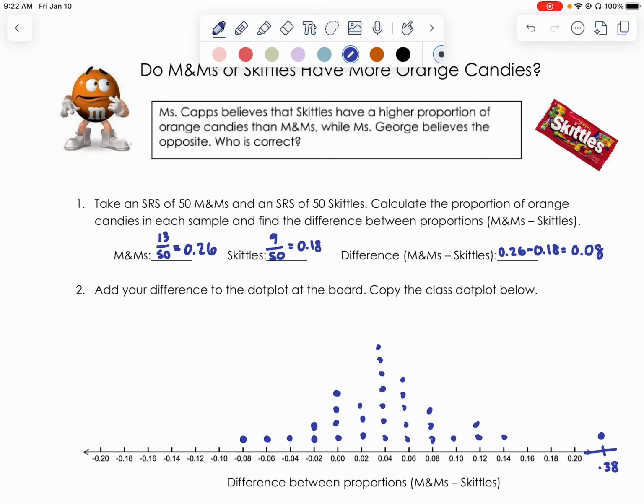Hello. Today we're going to be talking about a difference of proportions in samples. So yesterday you counted your sample of M&Ms and Skittles, or at least one person did, found the proportion of orange candies in each, and then calculated the difference. I put your data plus a few extra data points on this dot plot here.